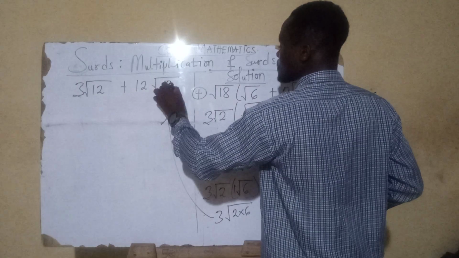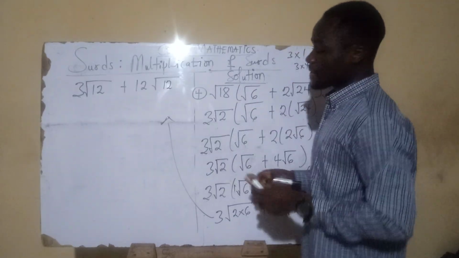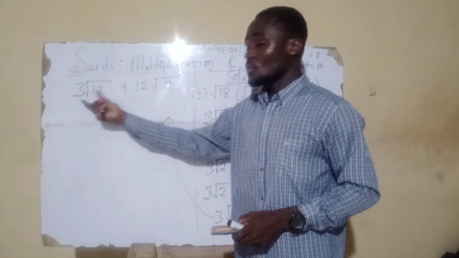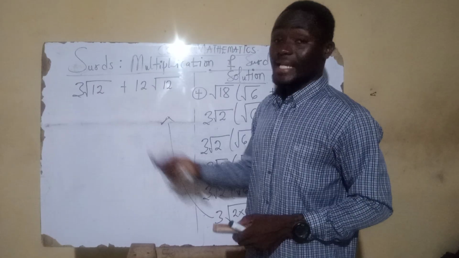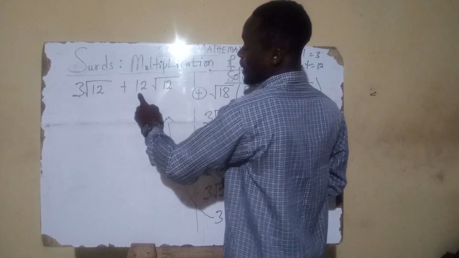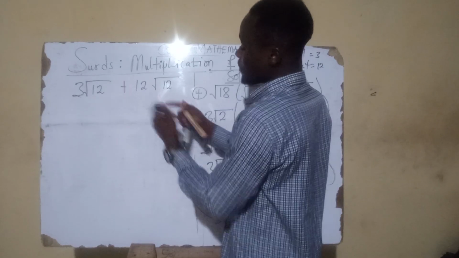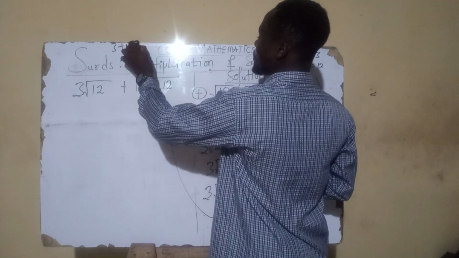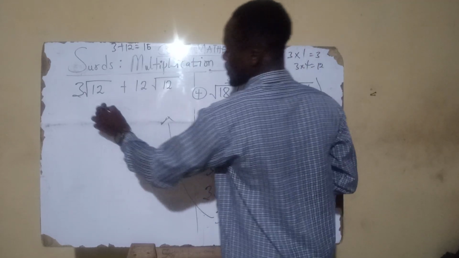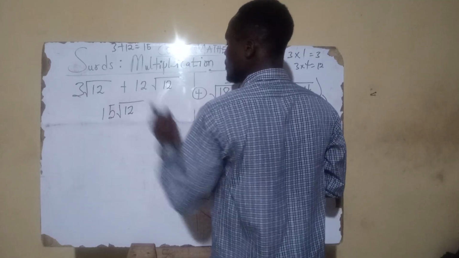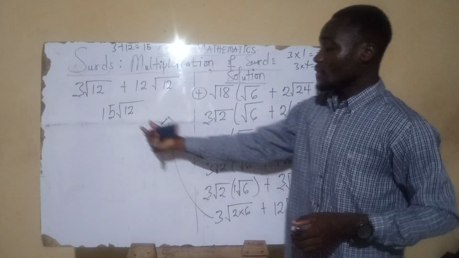12. So that means that if you look at it well, you realize that this 3 has root 12 attached to it. This one also has root 12, so they are like terms. So now, because it is addition, I can add 3 and 12. So add 3 and 12. 3 plus 4. I'm going to get what? 15. So I'm going to get 15 root of 12.